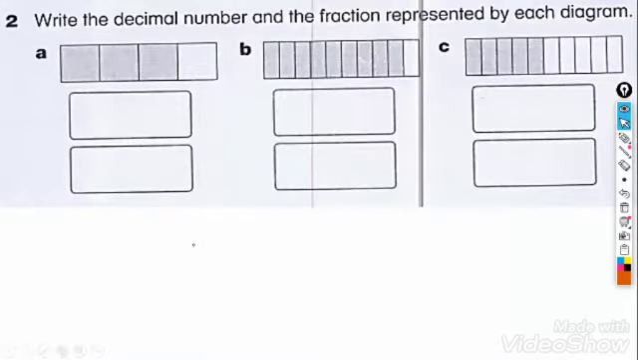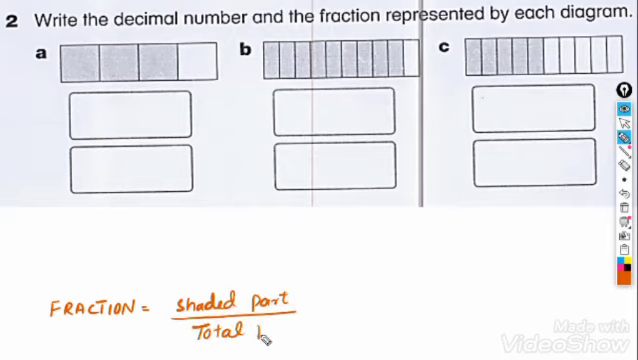Okay, question number 2 is, write the decimal number and the fraction represented by each diagram. So you know what a fraction is? A fraction is a part of a whole. And when you have to write a fraction, you will write the shaded part divided by the total parts. So the shaded part for the first diagram is 3. 3 are shaded, 1, 2, and 3 are shaded, and the total parts are 4. So 3 upon 4. Here in the first column, you're changing all of them into fractions.